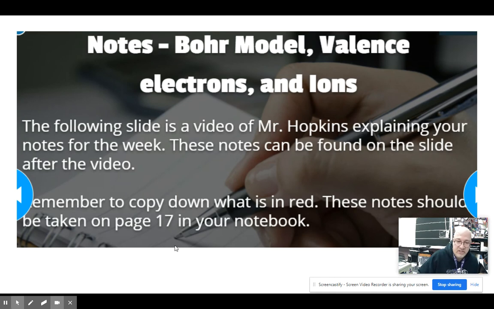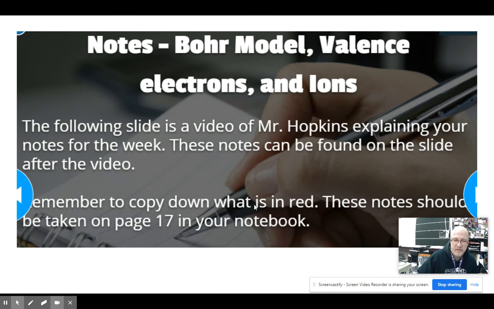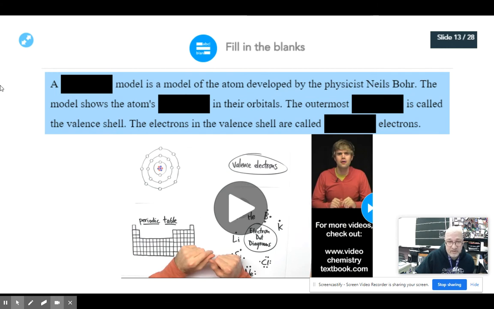There are notes that you're going to take in your notebook. If page 17 is taken, use the next page. I can't remember if page 17 is the next one or not. I'm using Mr. Hopkins' video, so you'll see Mr. Hopkins talk about the notes. That's okay. We're doing the same thing. When you're done, you'll be able to fill in these blanks with your notes.